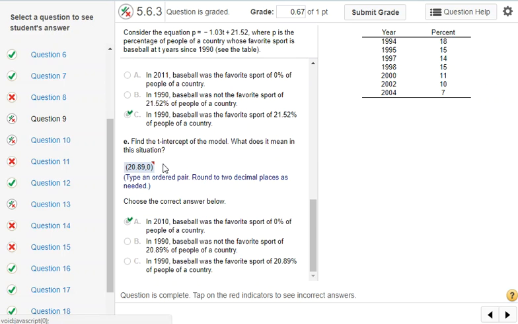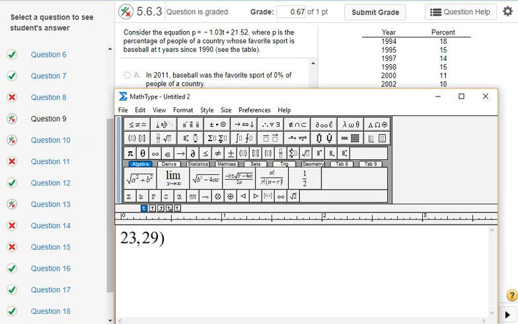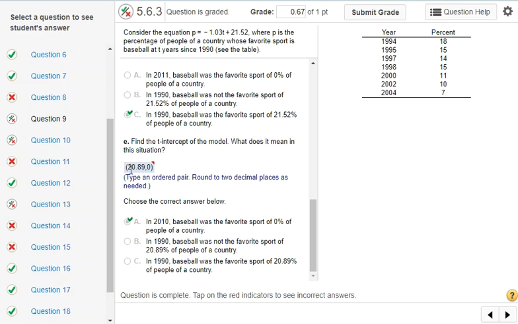T-intercept, this is the one where you set the equation equal to 0 and solve. So I would write my equation, which is negative 1.03t plus the 21.52 set equal to 0 and solve. You would solve it by first subtracting the 21.51 from both sides and dividing off the negative 1.03. Looks like the answer is going to come out to be 20.89.